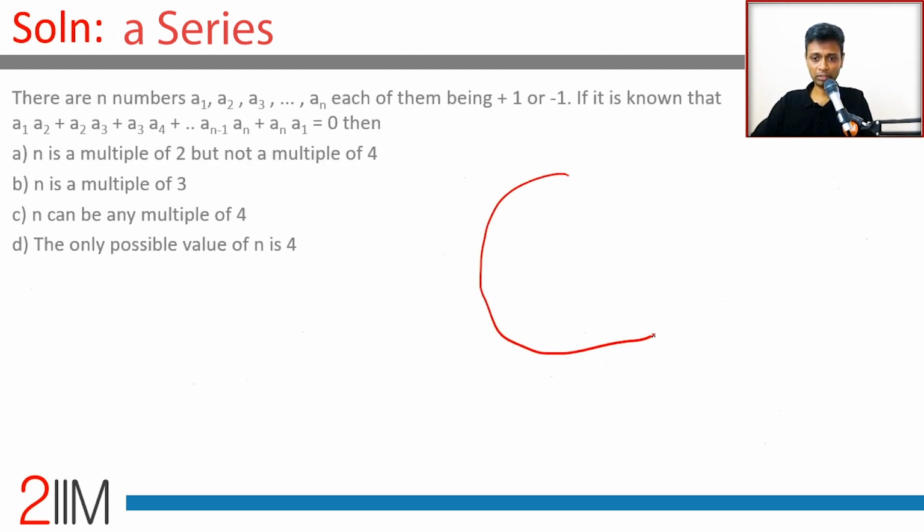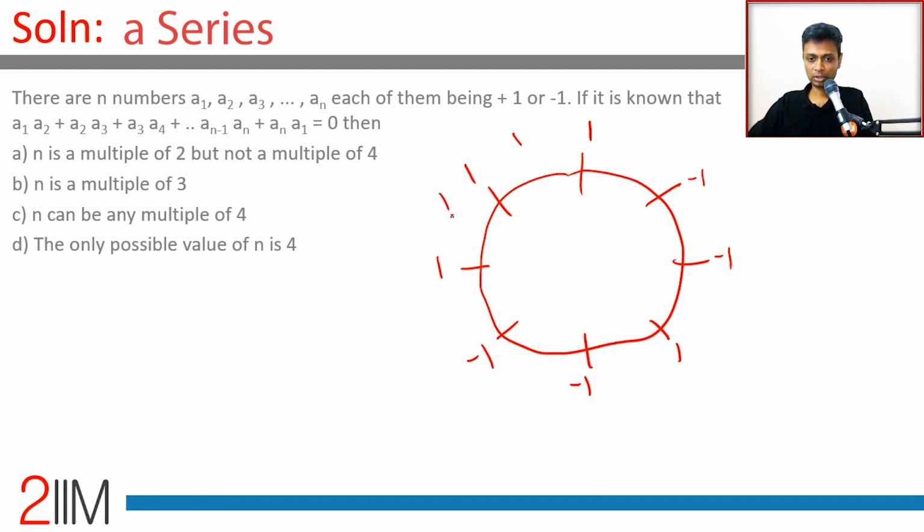And so let's see if with 8 it is possible. If 8 is possible, then we are through. And so 1, 2, 3, 4, 5, 6, 7, 8. Start with 1, it doesn't matter. Minus 1, minus 1, 1, minus 1, minus 1, 1, 1. This product is 1, this product is 1. Minus 1, 1, minus 1, minus 1, 1, minus 1.